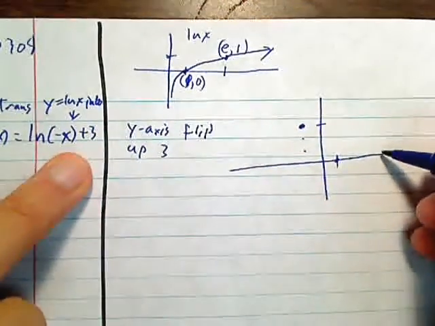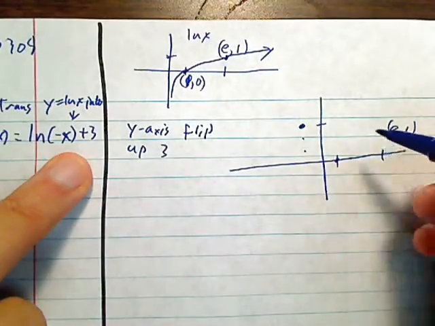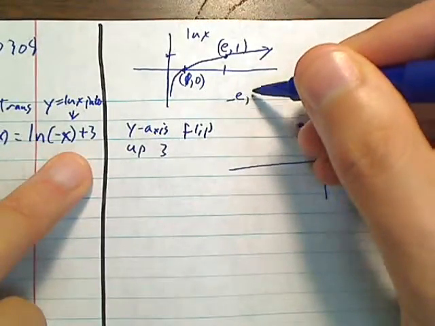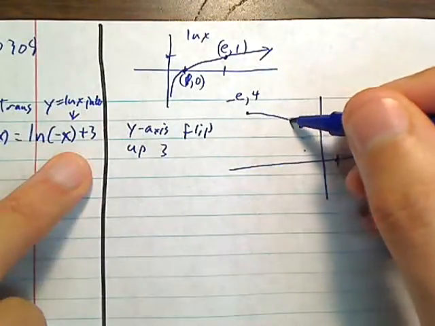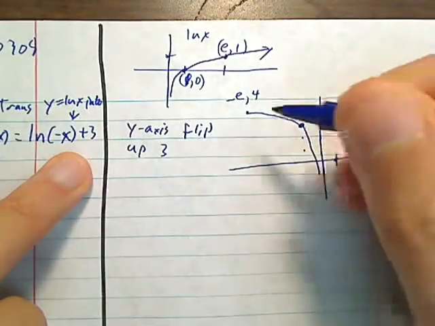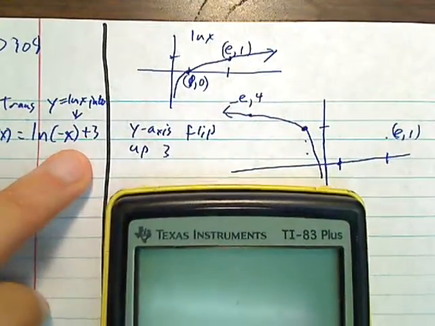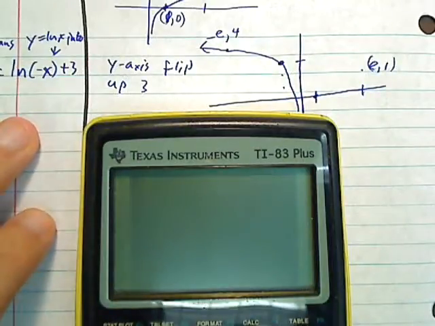Then I have the point (e, 1), flip it over to (negative e, 1) and then up 3. So this will be (negative e, 4). I don't know, put it right about there. Let's go ahead and graph this to see if it is anything like that. Hopefully it's just like it. That'll make me super happy.